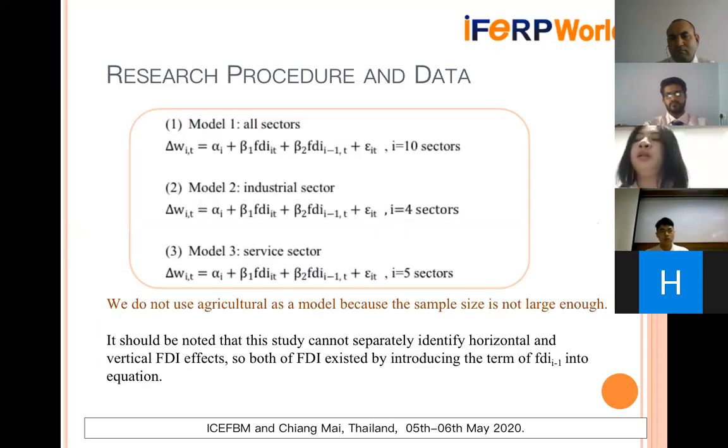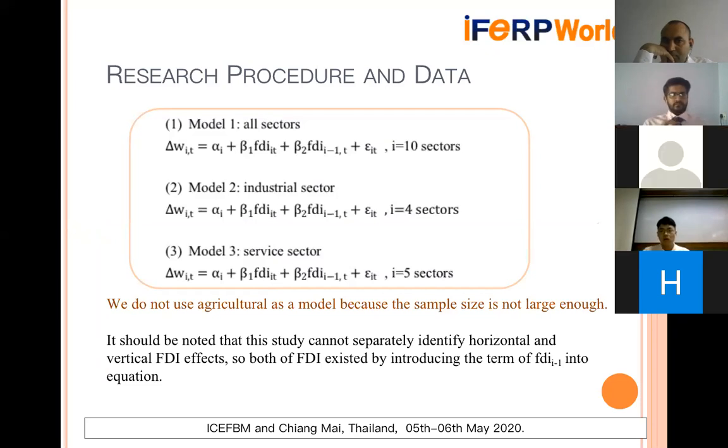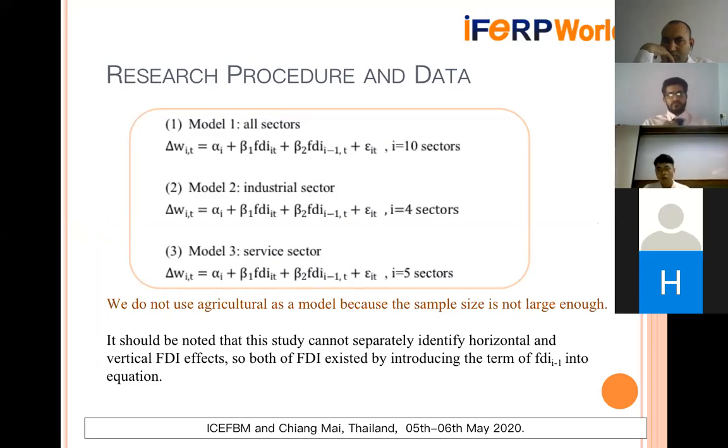There are 3 models in my study. Model 1 includes all sectors. The second model is the industry sector. The third model is the service sector. We don't use agriculture as a model because the sample size is not large enough.